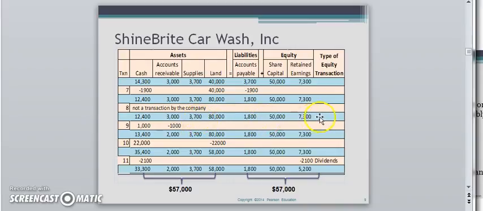Now it says here, number 8, not a transaction by the company. Let me see. Not sure what's going on there. Oh well, it's not a transaction by the company. I'm going to have to refer to your textbook. And now we have here, let's see, $1,000, and then $1,000. So it looks like accounts receivable. So somebody who owed us money paid 1,000, and so therefore they don't owe us as much, and so therefore this account of cash has increased. The asset account of accounts receivable has fallen.